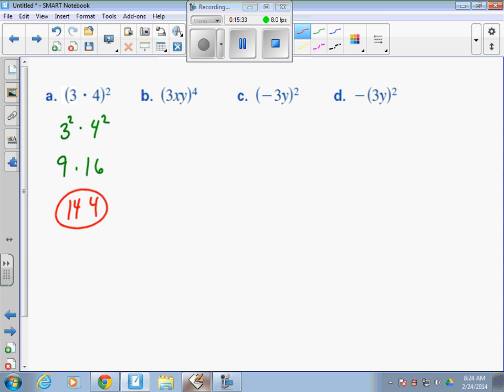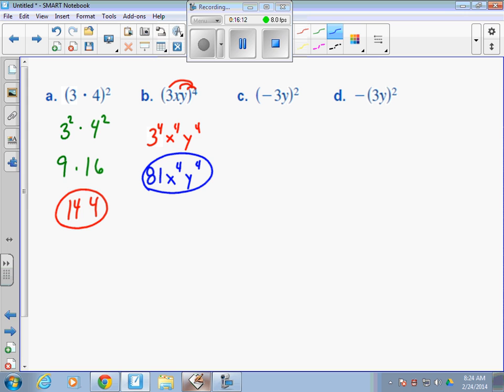For B, you have 3 times x times y to the fourth. What you need to know is that you give the fourth power to everything. So 3 to the fourth power times x to the fourth power times y to the fourth power. So the exponents are going to stay the same. The variables x to the fourth, y to the fourth are going to stay the same. The only thing you have to evaluate is 3 to the fourth power. 3 times 3 is 9. Times 3 is 27. Times 3 more, if you do it 4 times, gives you 81 x to the fourth, y to the fourth.